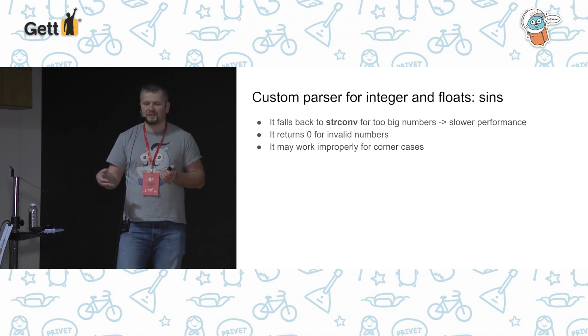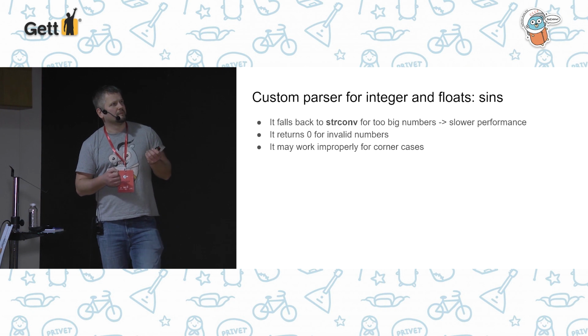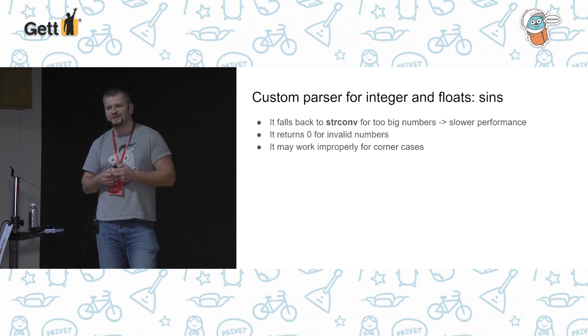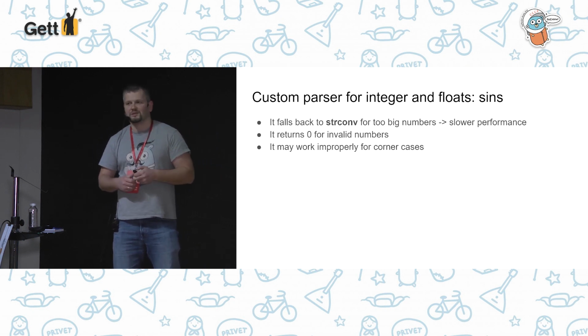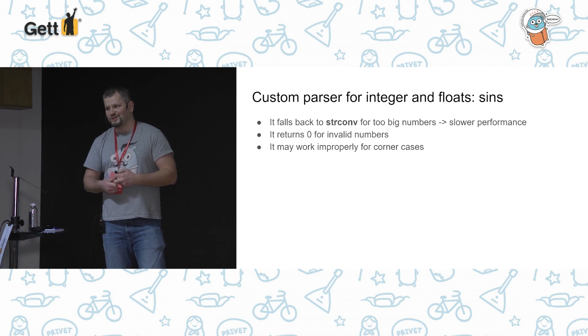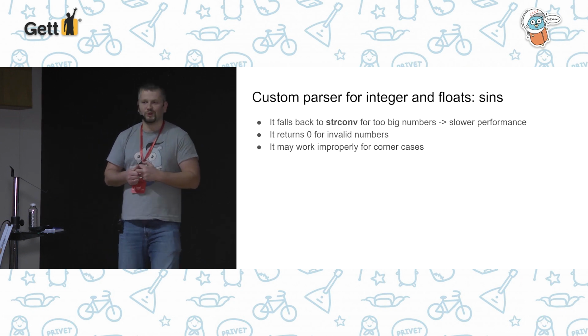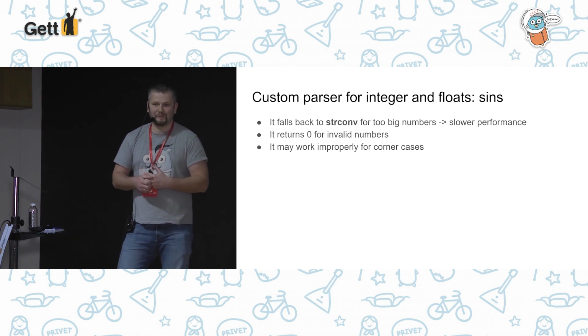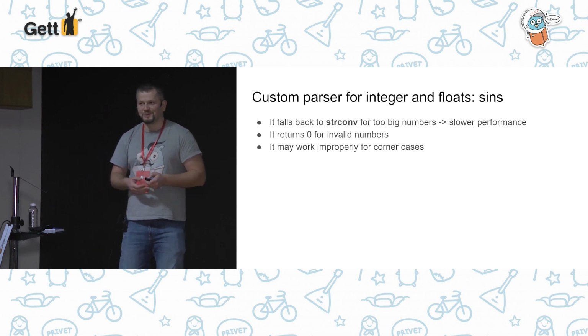In edge cases, you usually spend a lot of resources to process them. What kind of cases do I mean? Large numbers. My parser can only work with small numbers. If it sees a large number, it just calls the strconv function, so with large numbers it runs slower. The second drawback is that it returns a 0 if a wrong number was supplied. And the third drawback is that it may work improperly for some corner cases that I haven't envisaged when writing the code.